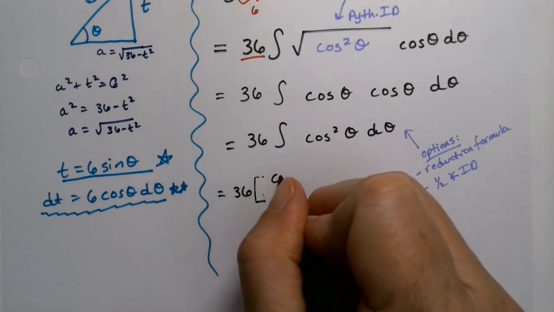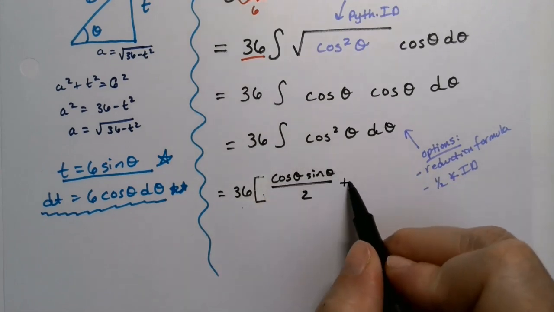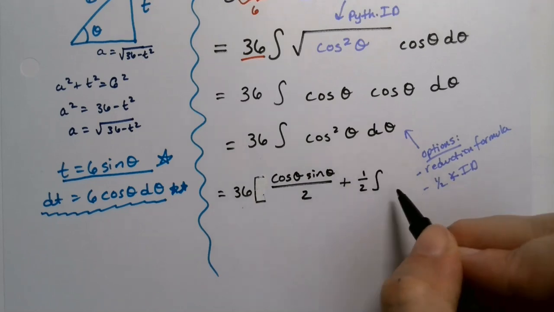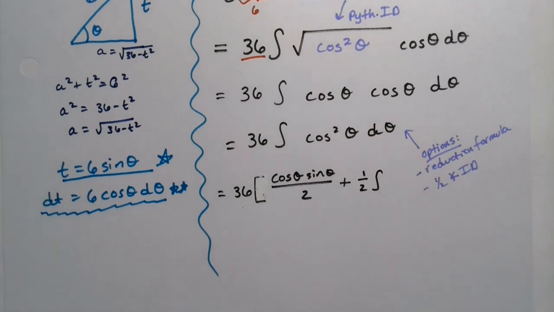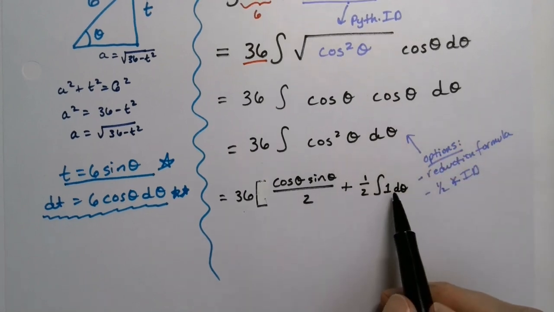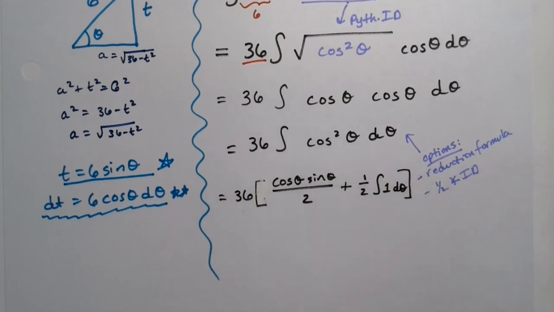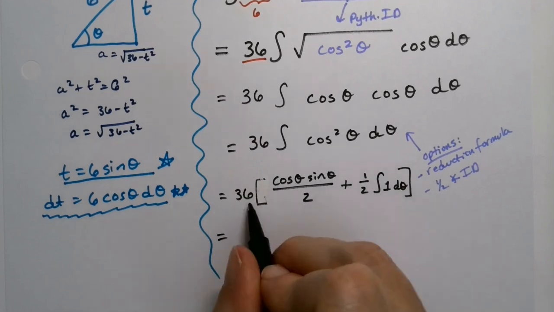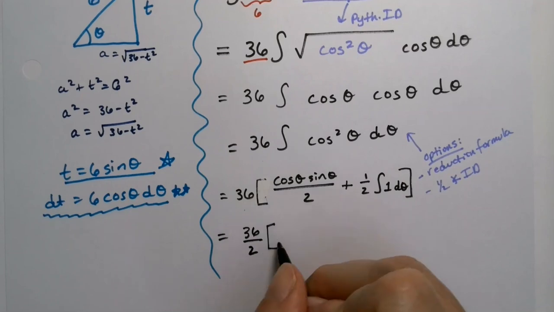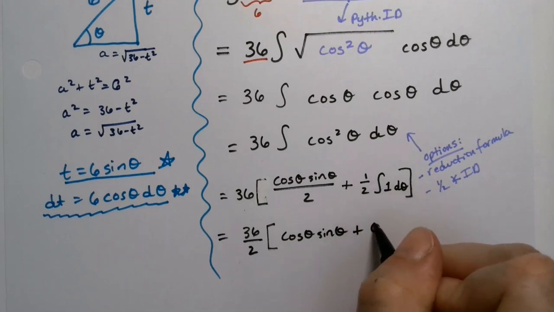So it's cosine of theta sine of theta over 2 plus 1 over 2 the integral of d theta. It's 1 d theta, because cosine to the 0 power, right? The 0 power is 1. I managed to squeeze that in there. I'm excited about that. All right, so 36 over 2, because you'll notice both of these have an over 2 piece. So we'll factor that out. And that leaves me cosine of theta, sine of theta, and the integral of 1 with respect to theta is theta.